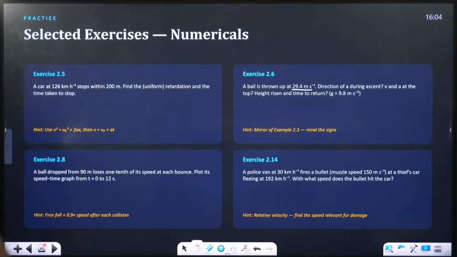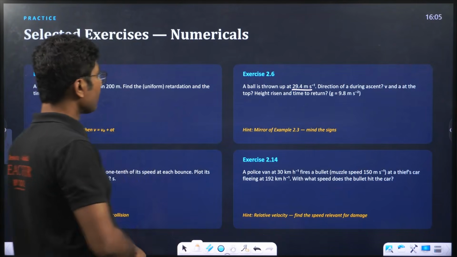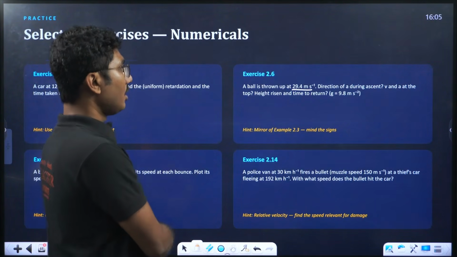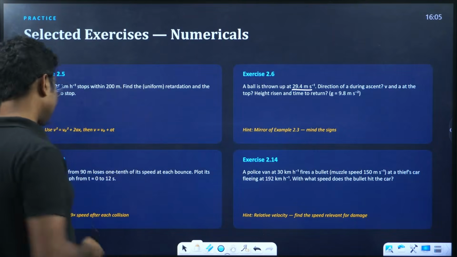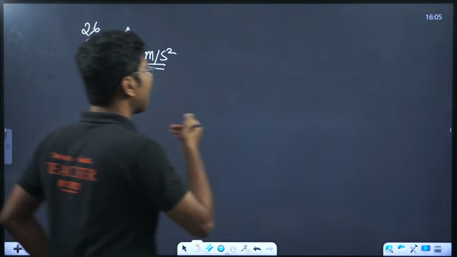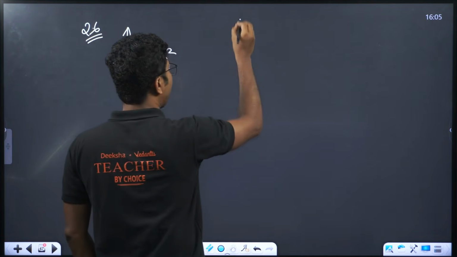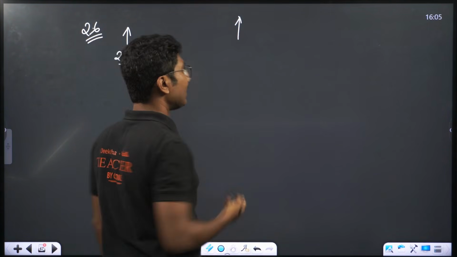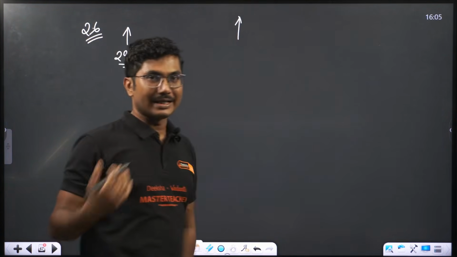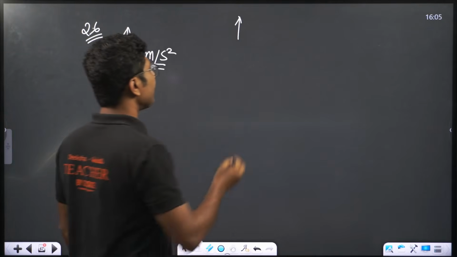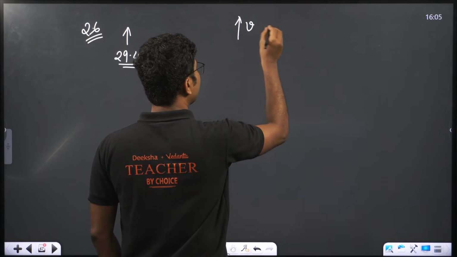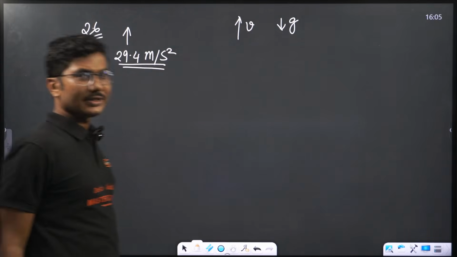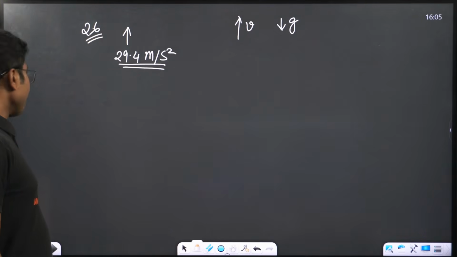Now what? Direction of a during ascent. Ascent means when the object is going up; going up is called ascent and going down is called descent. So during ascent, the velocity is going up and the acceleration is going down. So the direction is negative. Next, what?